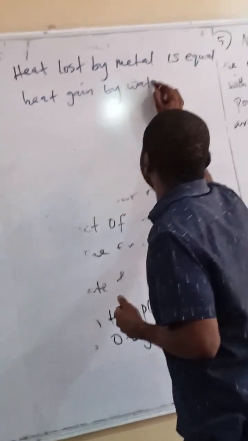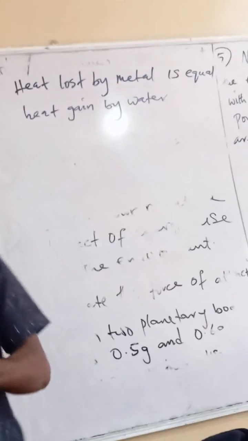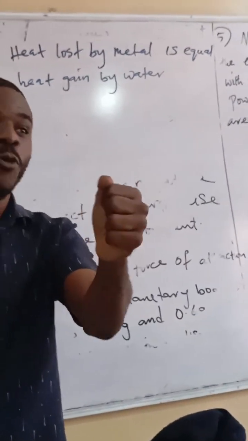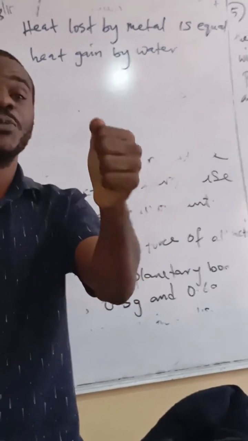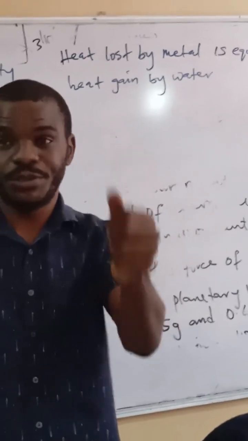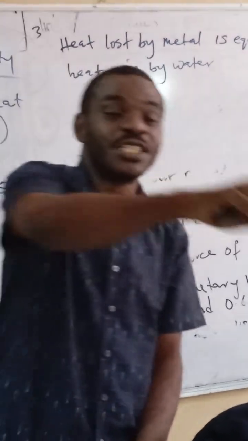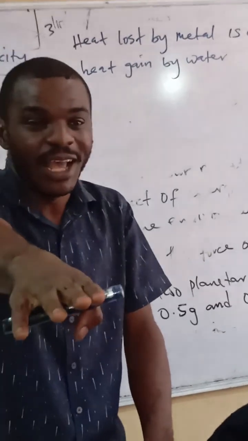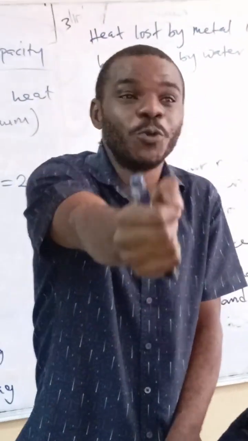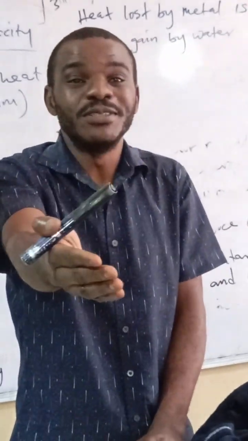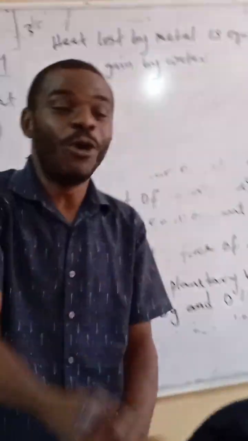Because once this water boils, okay, the metal is going to be very hot that you can't use your hand to touch it. So immediately we are going to transfer it to the calorimeter. And the calorimeter has cold water, and that water is going to be hot as a result of the hot metal.